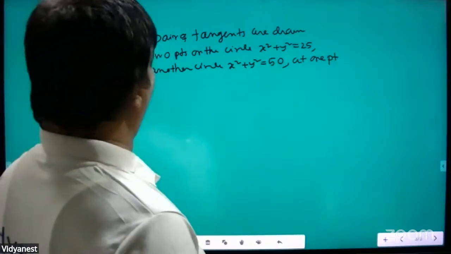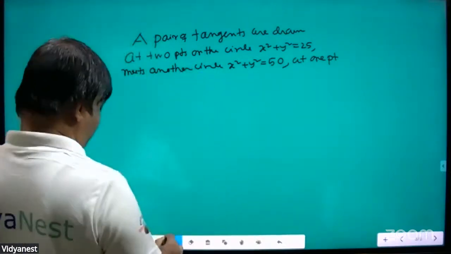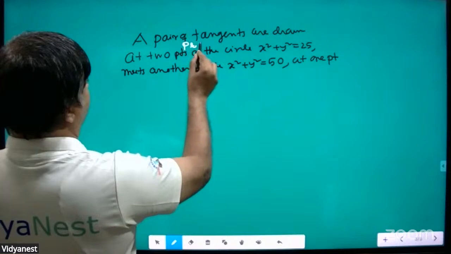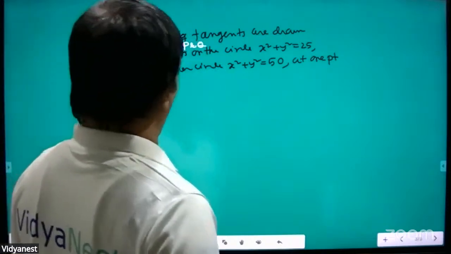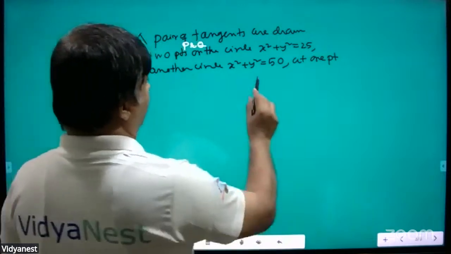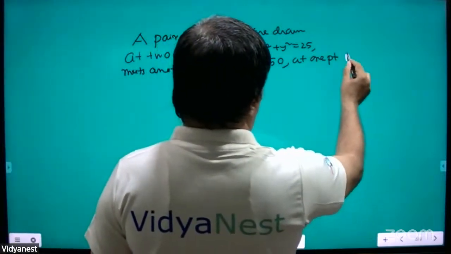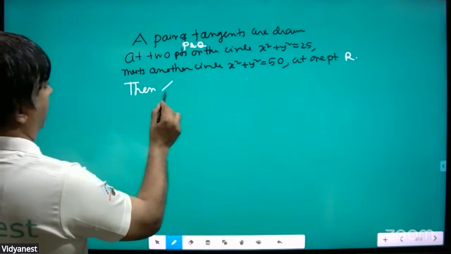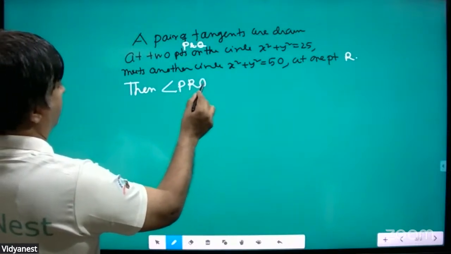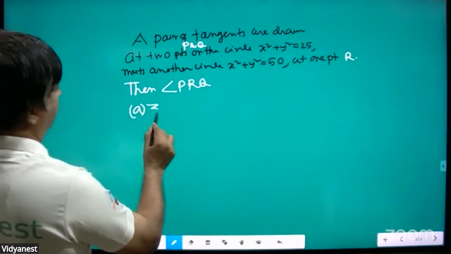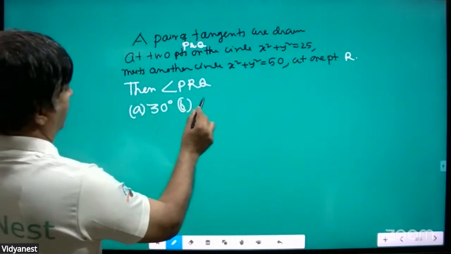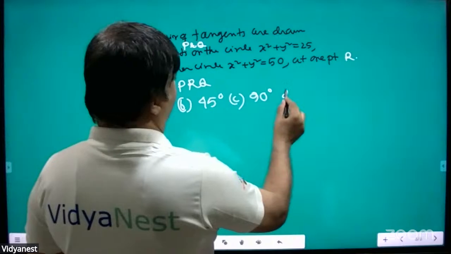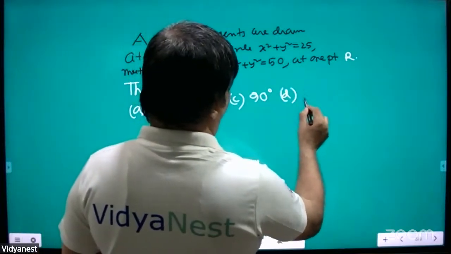So a pair of tangents are drawn at 2 points. Let us label the 2 points P and Q on the circle. This meets another circle x square plus y square is equal to 50 at R. Then angle PRQ: option A 30 degree, option B 45 degree, option C 90 degree, option D none of these.